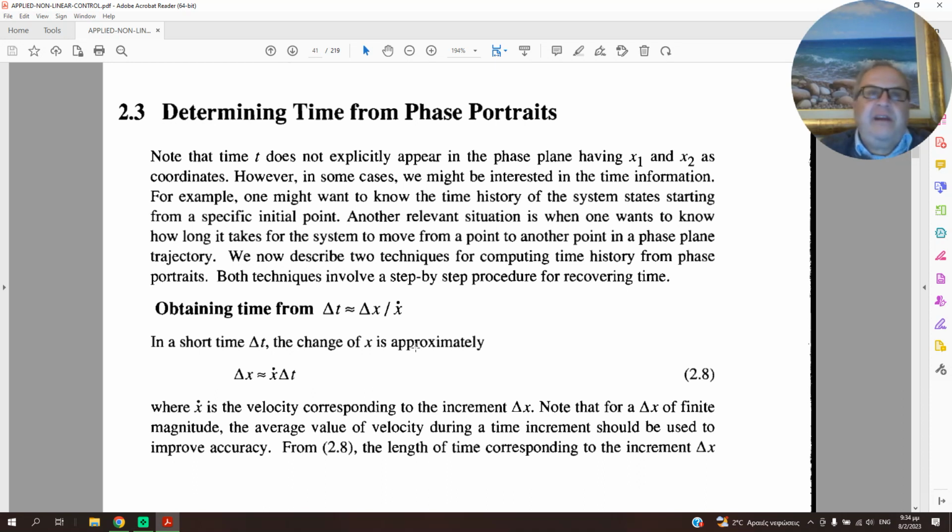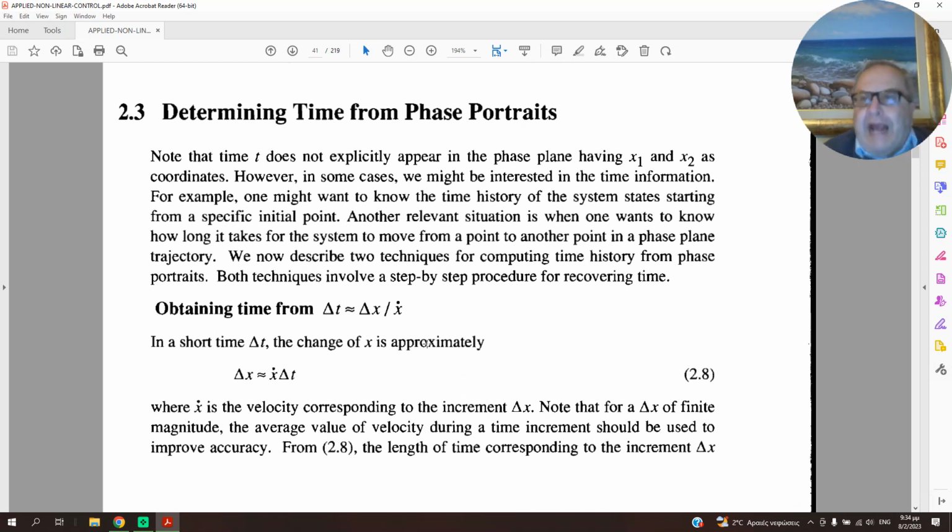Determining time from phase portraits. Note that time does not explicitly appear in the phase plane having x1 and x2 as coordinates. However, in some cases, we might be interested in the time information. For example, one might want to know the time history of the system state starting from a specific initial point. Another relevant situation is when one wants to know how long it takes for the system to move from a point to another point in a phase plane.